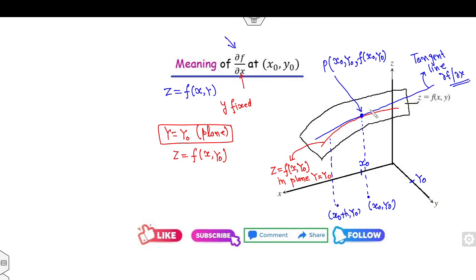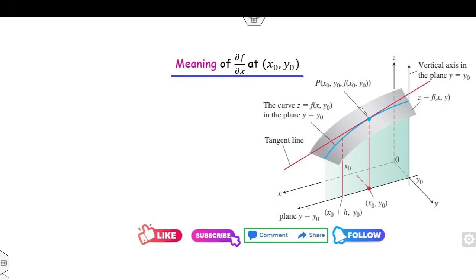And if you draw the tangent line, that will be my del f by del x. You can see I consider a point x naught and y naught. The corresponding point is my P. This red line is my tangent line, which is drawn at the point P.